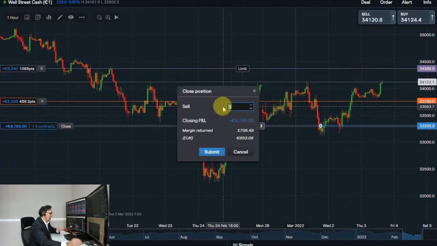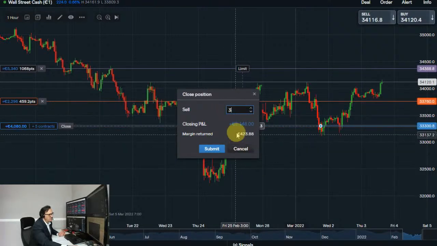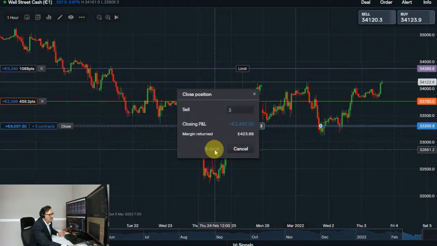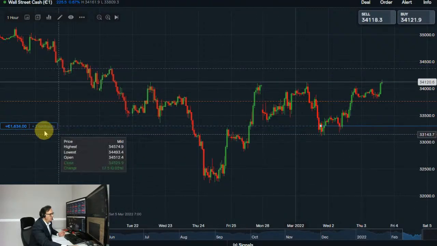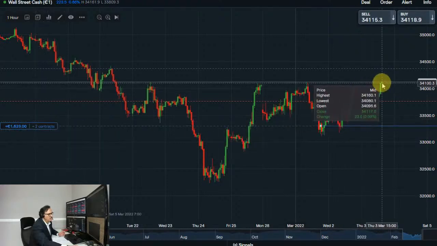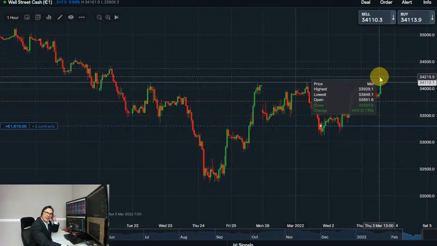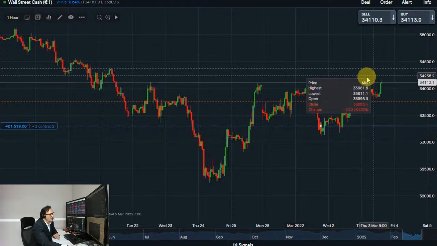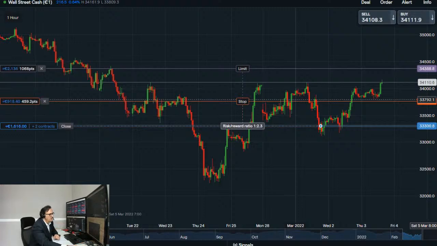And what I'm going to do is I'm going to take another 3 contracts out of this trade. So I'm going to cash this in, okay, and I'm going to leave the remaining two running just in case we do see a continuation to the upside, and my ultimate take profit is up here towards 34,370. So really happy with this trade.